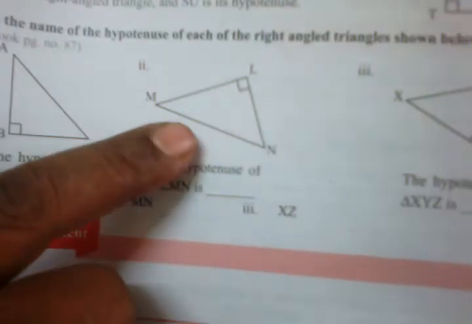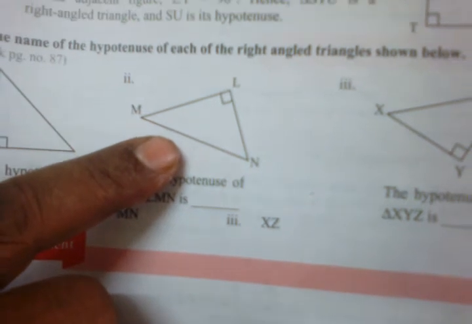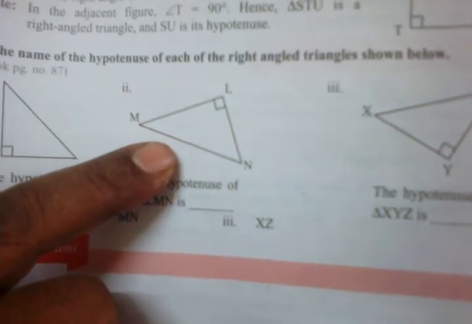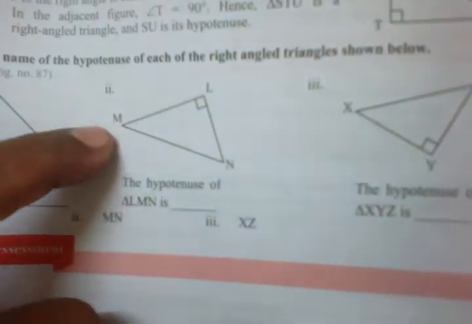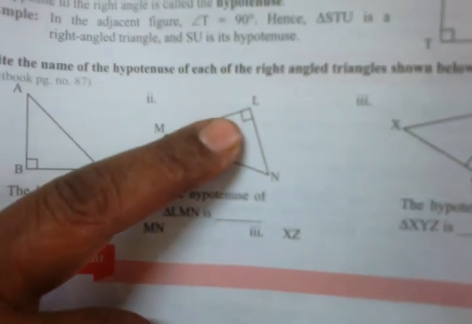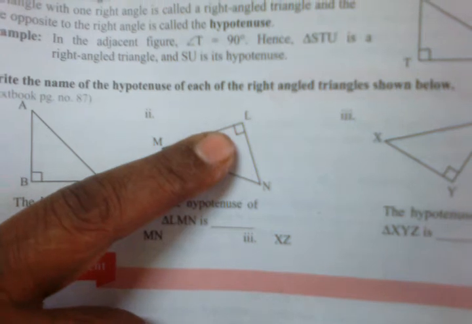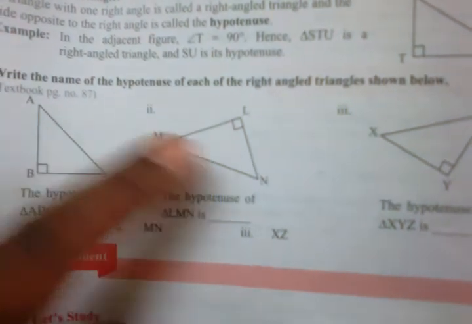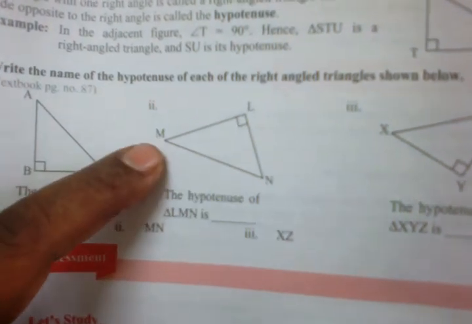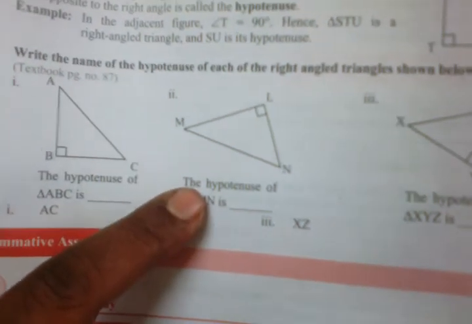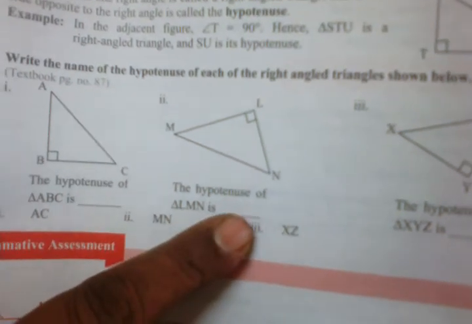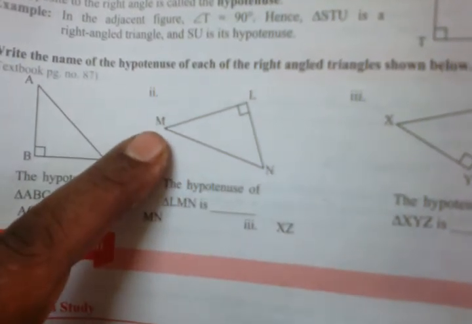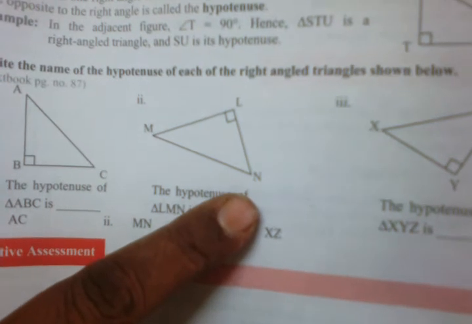See the second one, children. Can you see the second triangle? The name of the triangle is MLN, or you can read as NLM. At the vertex L, 90 degrees is there, so opposite to its side MN is there. So MN is your hypotenuse. The same is asked. The hypotenuse of triangle LMN is dash. So which is the hypotenuse? Segment MN. Okay.